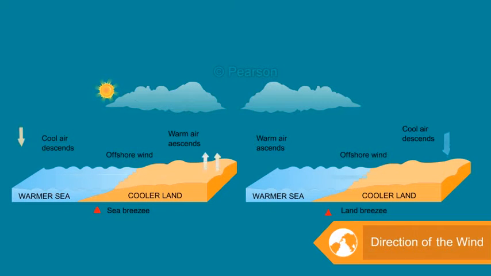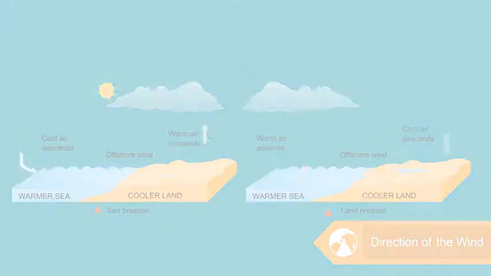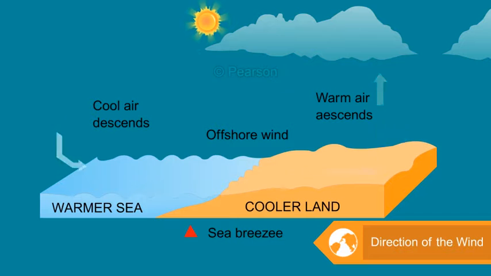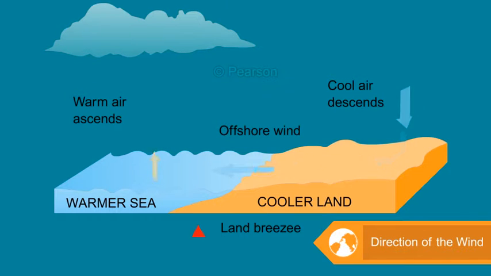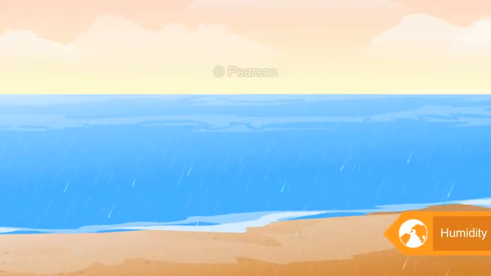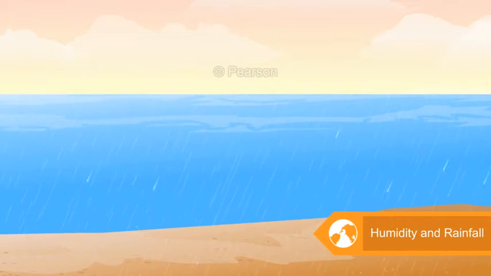4. Direction of the wind. Climate also depends on where winds are blowing from. Wind that blows from the sea to the land is known as the sea breeze. These winds carry moisture and bring rains to the coastal areas. The wind that blows from the land to the sea is known as the land breeze. The land breeze from the warm area is warm and dry, and that from the cold area is cold and dry.